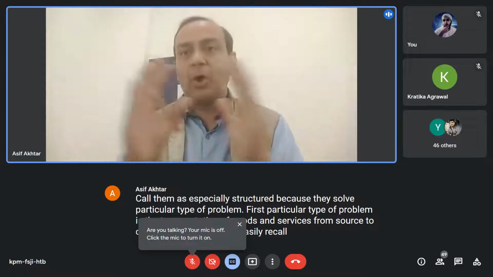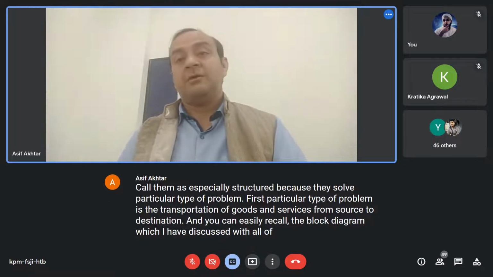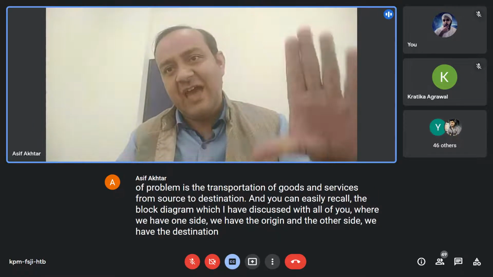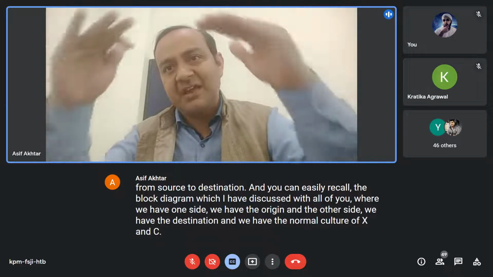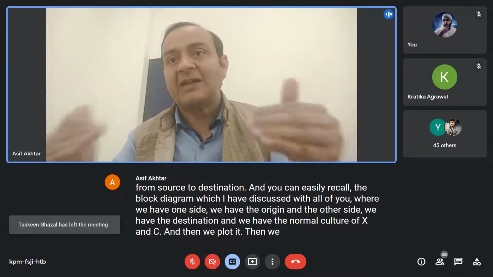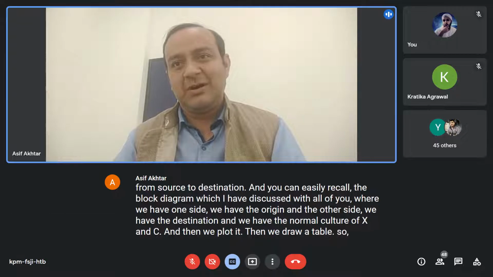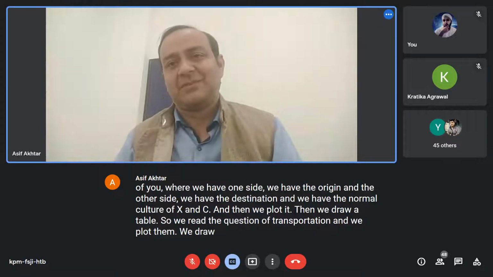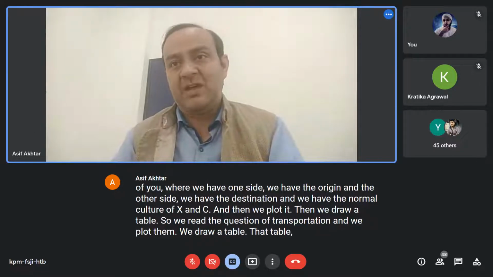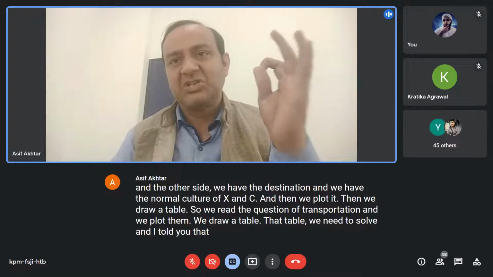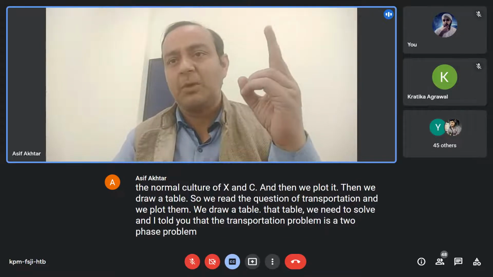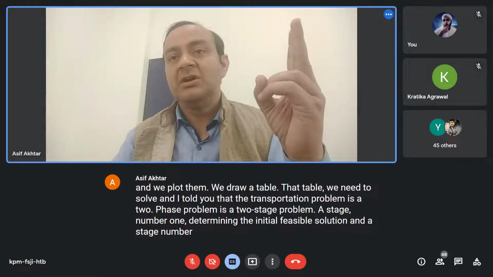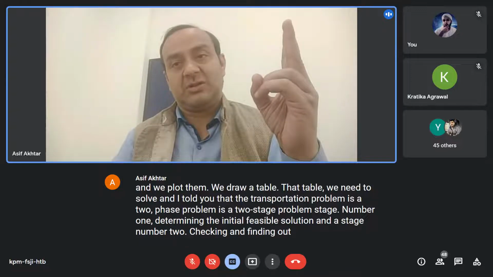You can easily recall the block diagram which I discussed with all of you, where on one side we have the origin and on the other side the destination, with the nomenclature of X and C, and then we draw a table. So we read the transportation question, plot it, and draw a table. That table we need to solve. I told you that the transportation problem is a two-phase, two-stage problem.